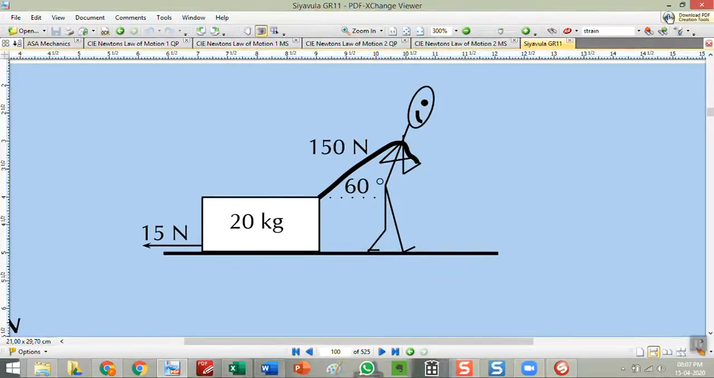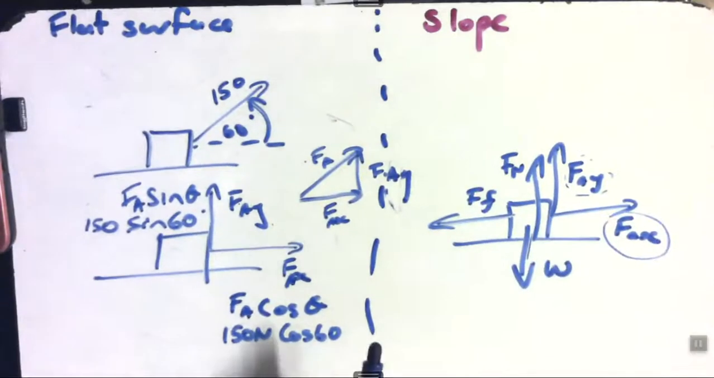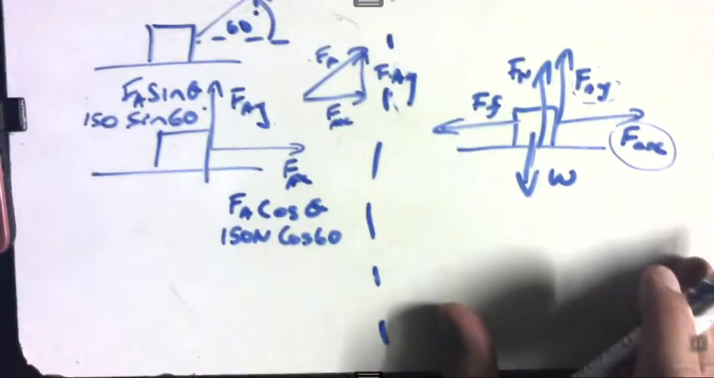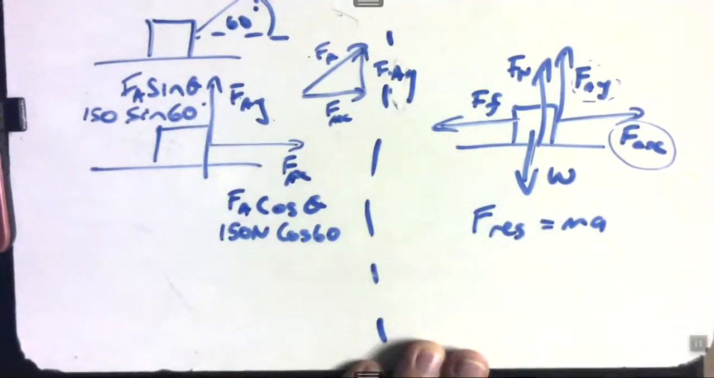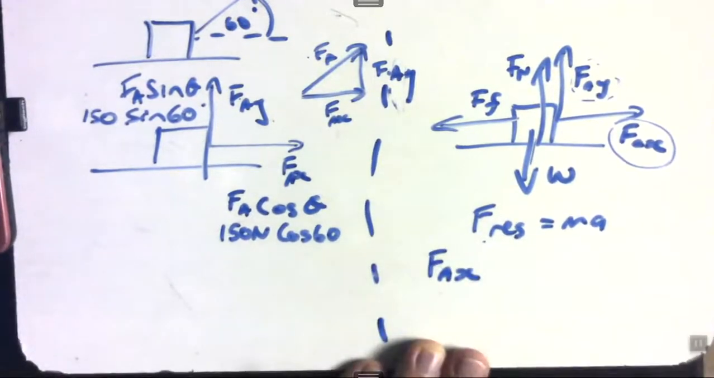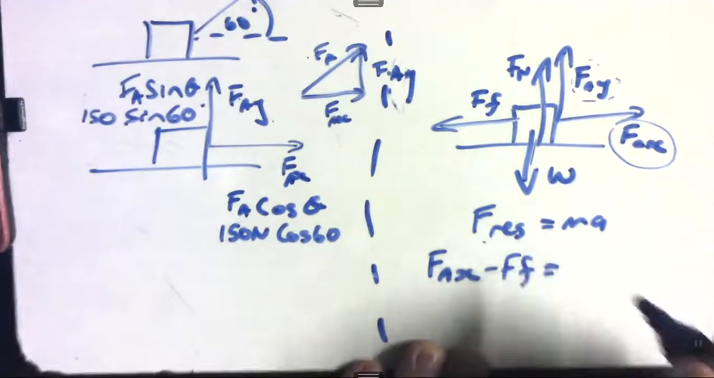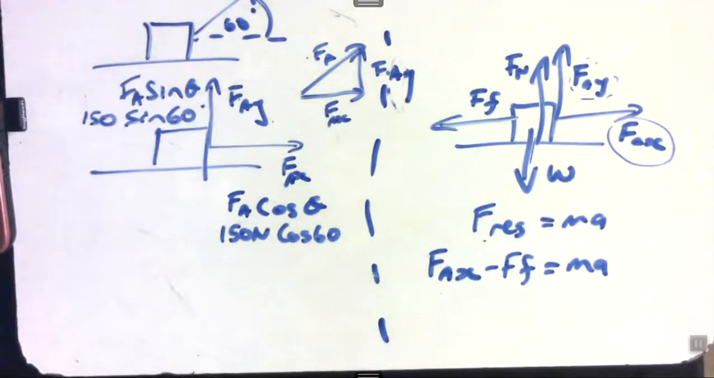And if the object is moving towards the left, okay, or right in this case, then that means our horizontal component should be bigger. So when we calculate our Newton's second law, we're going to say the resultant force is mass times acceleration. In this case, the resultant force consists of the x component minus the frictional force, which is equal to the mass times the acceleration. And that's how you would solve a question where the object is at an angle.